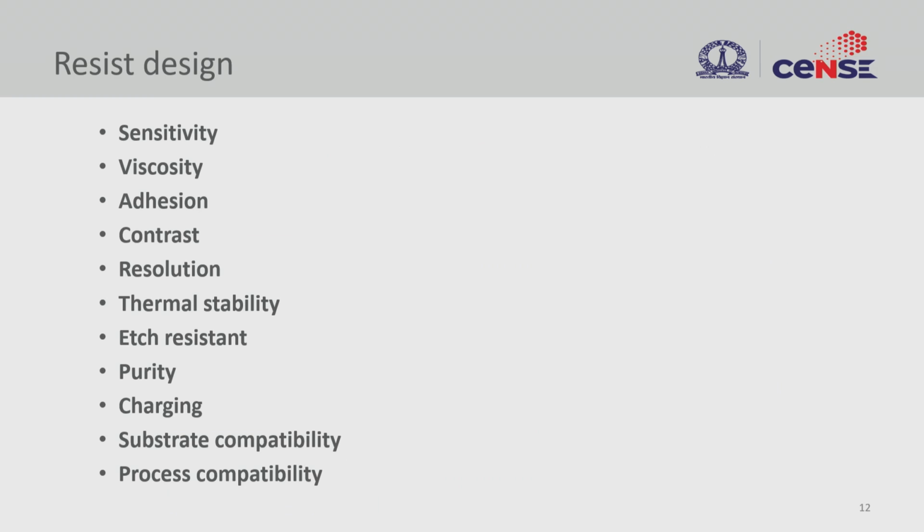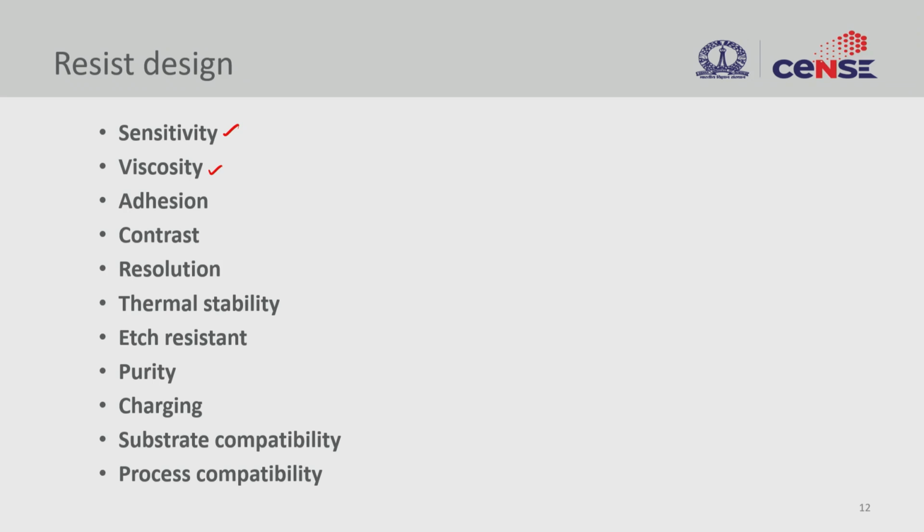So in a resist design, one should make sure that all these properties are well understood. What is the sensitivity of this photoresist to the illuminating wavelength, the viscosity of the photoresist, adhesion of this photoresist to the substrate, what is the resist contrast, what is the resolution of this photoresist to the illumination that we have, and thermal stability, because we heat and cool this material. The etch resistance is also very important, because we are going to use this material for the subsequent etch process. Make sure that we understand that.